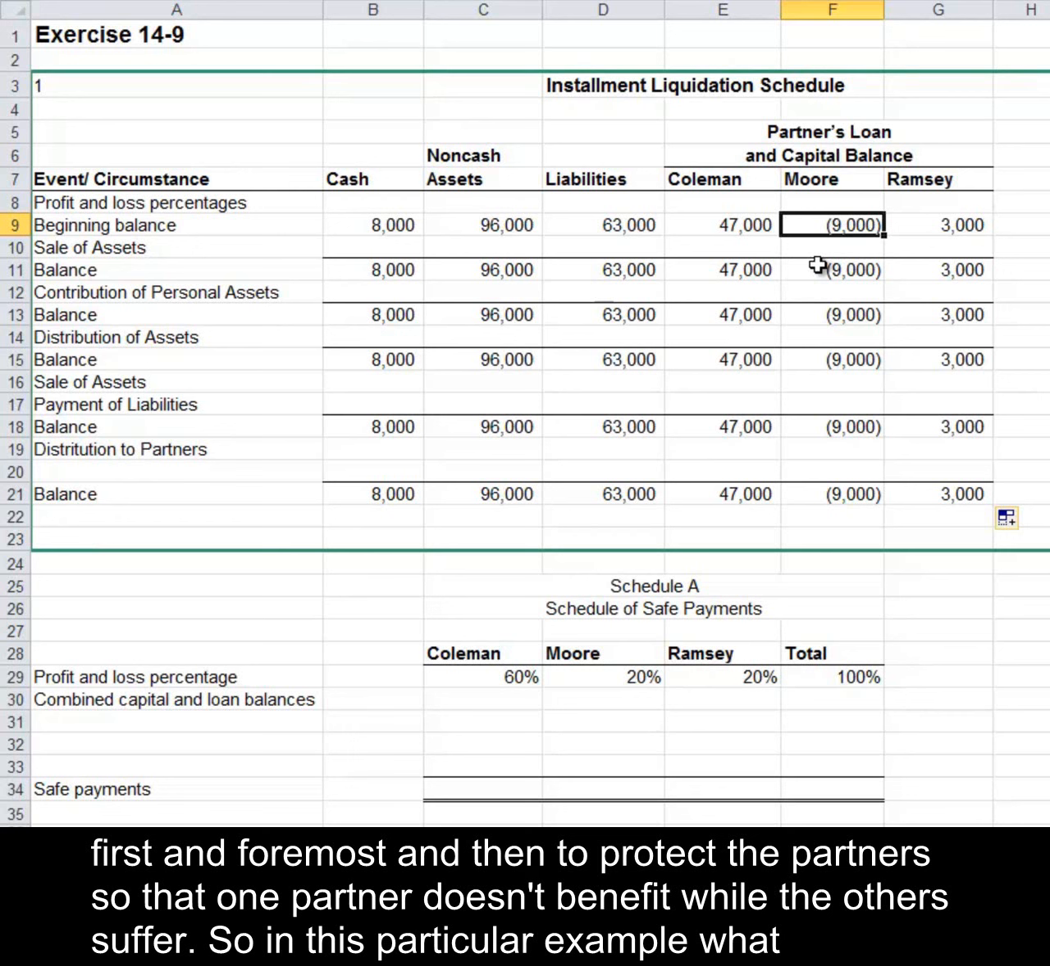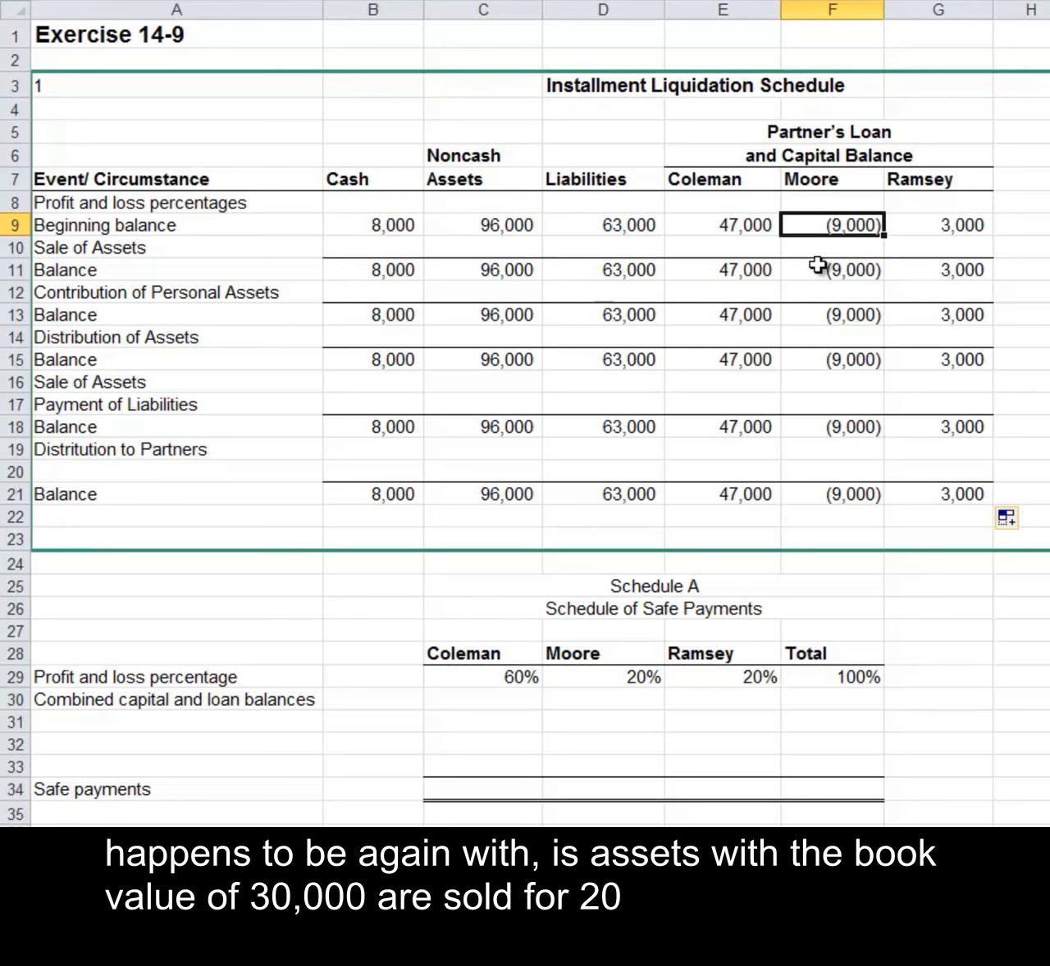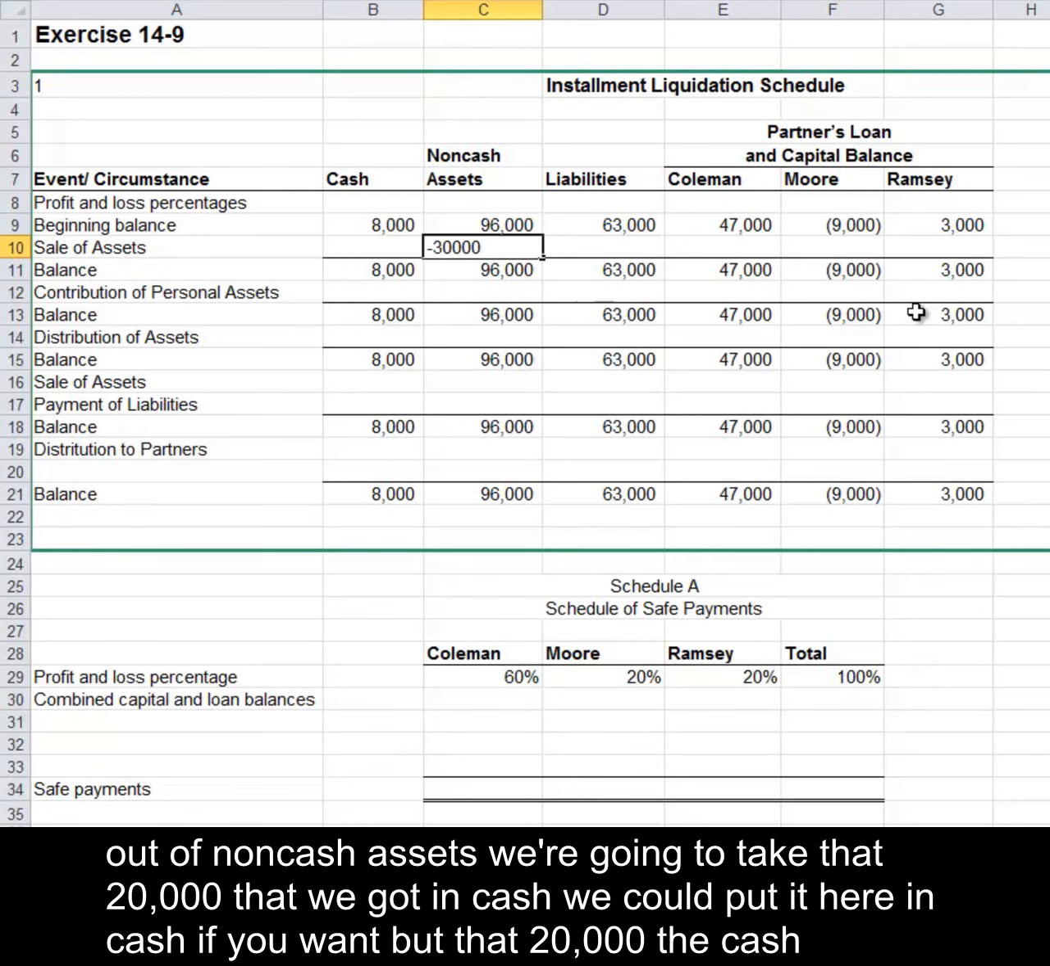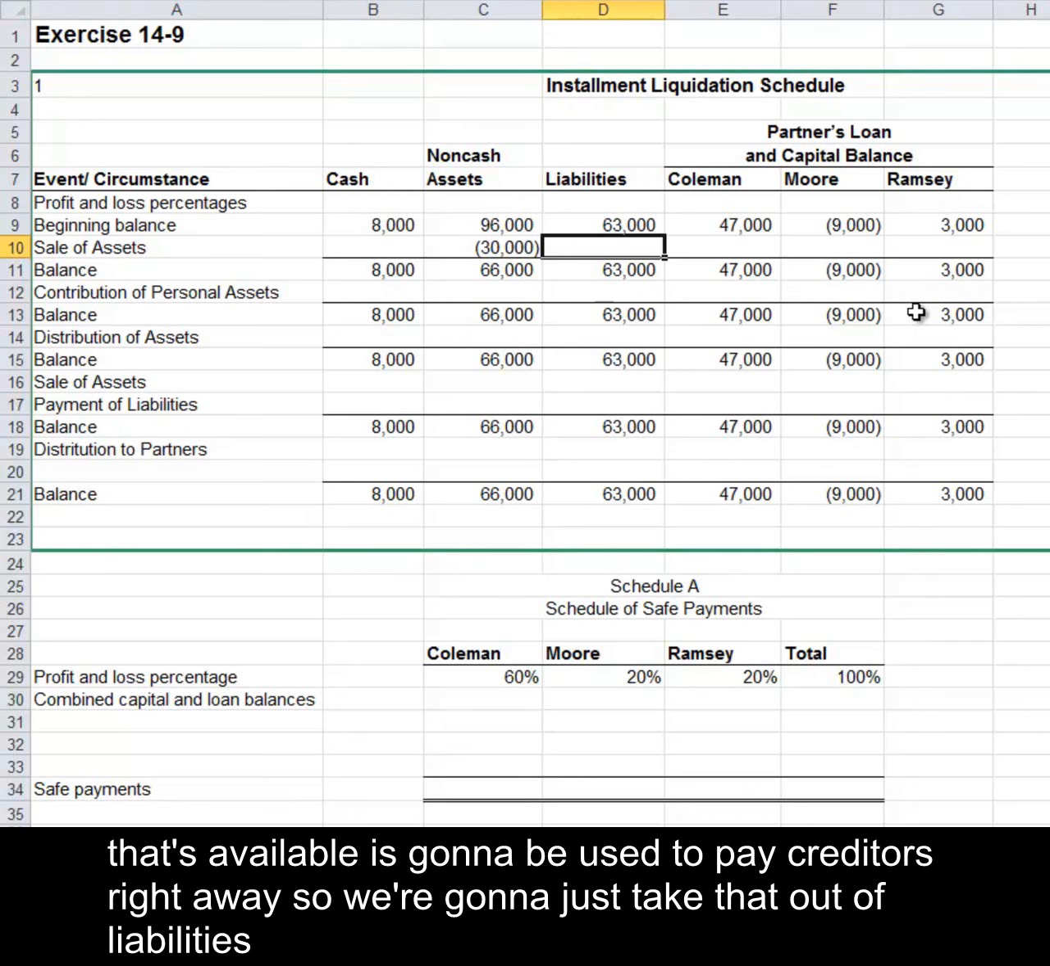So in this particular example, what happens to begin with is assets with a book value of $30,000 are sold for $20,000. It means we're going to take $30,000 out of non-cash assets. We're going to take that $20,000 that we got in cash. We could put it here in cash if you want, but that $20,000, the cash that's available, is going to be used to pay creditors right away. So we're going to just take that out of liabilities.